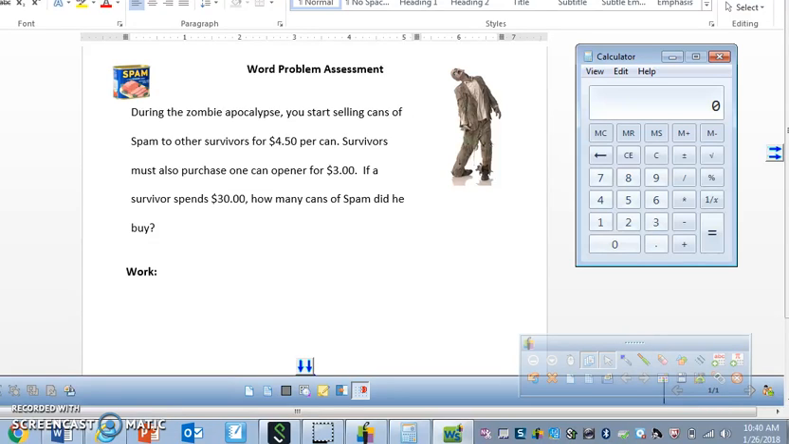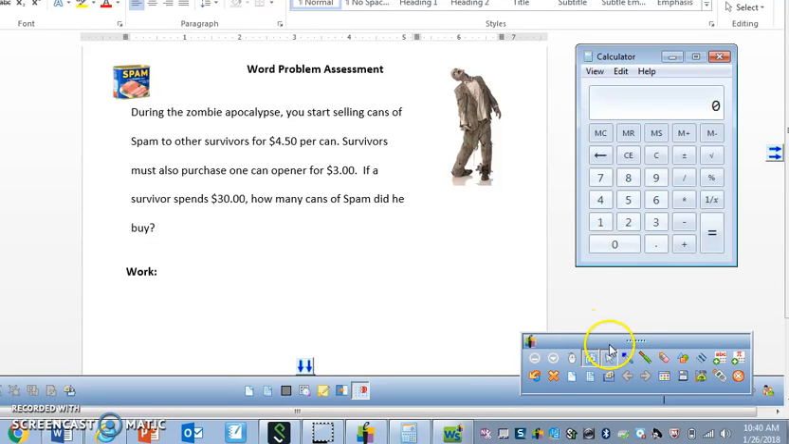So during the zombie apocalypse, you start selling cans of Spam to other survivors for $4.50 per can. Survivors must also purchase one can opener for $3. If a survivor spends $30, how many cans of Spam did he buy? Well, they're asking me to find the number of cans.